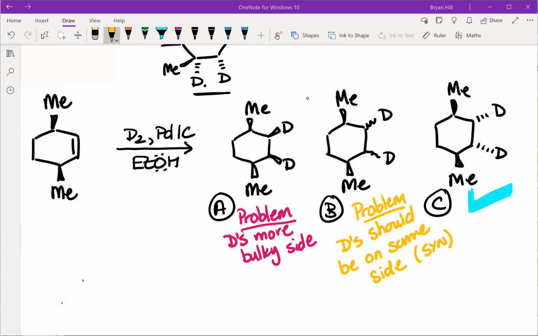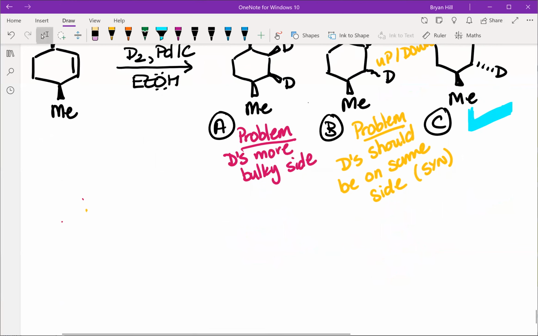And so when it's squiggly lines, this means up and down, up and down. So we would have a grand total of 4 different diastereomers possible here, right? Yeah, so that's the problem with B. Okay, good. I think that's good. Were there any questions on that?